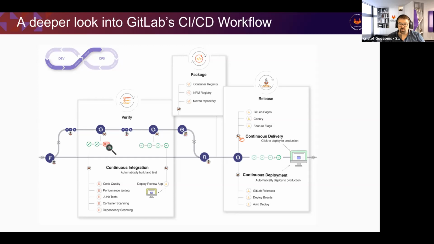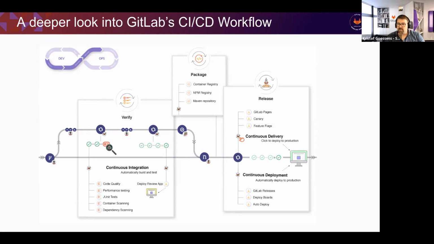In the package phase, we will store the Docker images in the Docker container registry that is built in, and store packages with the GitLab package registry. And last but not least, in the release phase, we're doing the continuous deployment. We're automatically going to deploy your application into the production environment, and GitLab is supporting the deployment of static websites with GitLab Pages as well.